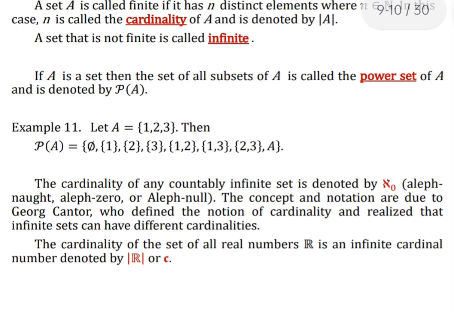Another important concept is the power set. The power set of A, written as P(A), is the set of all possible subsets of A. For example, if A equals the set {1, 2, 3}, then the power set of A includes the empty set, all single element sets, all two element sets, and the set A itself.